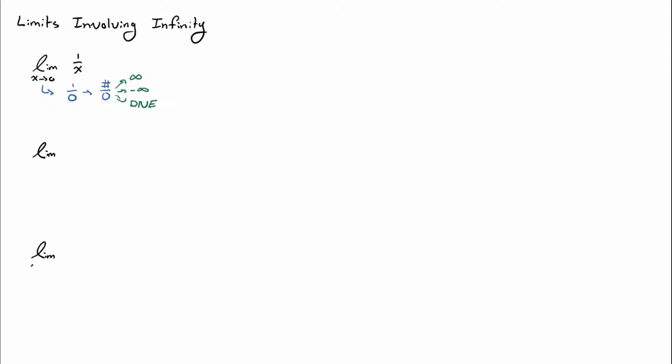To determine which, split the limit to be from each side and evaluate separately. Evaluating one-sided limits when you get 1 over 0 has its own special rules. First, this will always exist. It will be infinity or negative infinity.